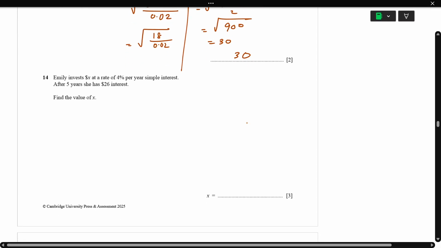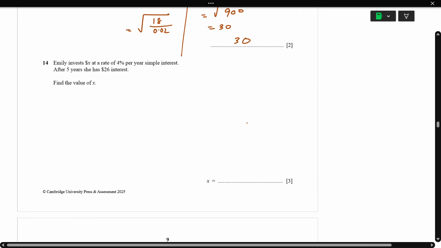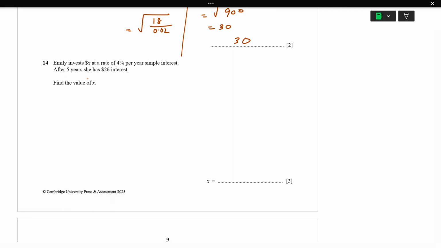Next one, Emily invests X at the rate of 4% per year, simple interest. After 5 years, she has 26 interest. Find the value of X. So simple interest, which is X times 4 times 5 over 100, equals 26. X equals 26 times 100 over 4 times 5. 4 times 5 is 20, and this will go 5 times, so 5 times 26 is 130. So X equals 130.